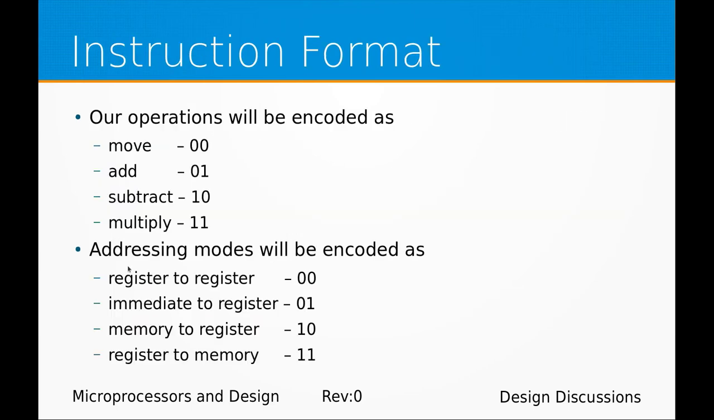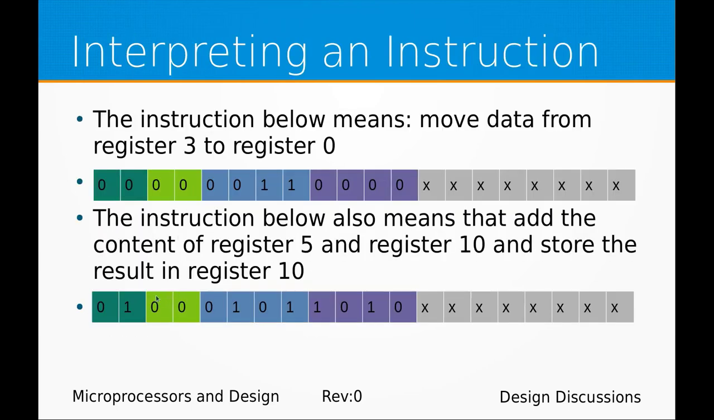So we have 01. Now 01 is for addition, and the addressing mode is still register to register. So what it means is that we want to add the contents of two registers. The first register is register number 5 and the second register is register number 10. We want to add both of them and store the result in register number 10. Now see that we are using 4 bits to address the registers. It means that we can have 16 unique registers. Since we will also be using this to address our memory, it means that our memory can address only 16 unique locations.